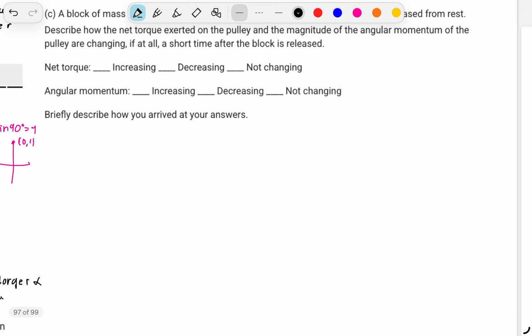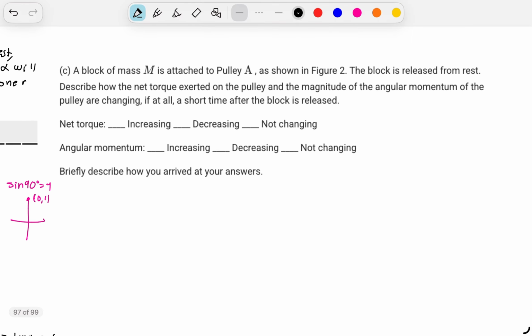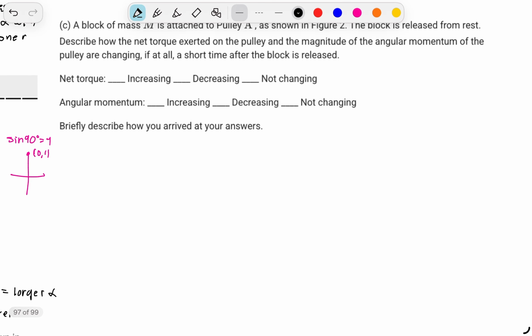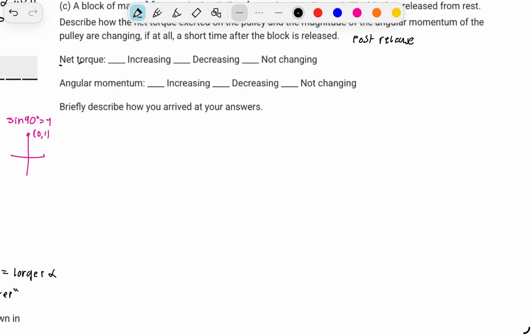So now for part C, a block of mass M is attached to pulley A as shown in figure 2. The block is released from rest. Describe how the net torque exerted on the pulley and the magnitude of the angular momentum of the pulley are changing, if at all, a short time after the block is released. So what we have to do is find the net torque and the angular momentum shortly after this release. So we're looking at post the release for these two. Now let's start off with our net torque.